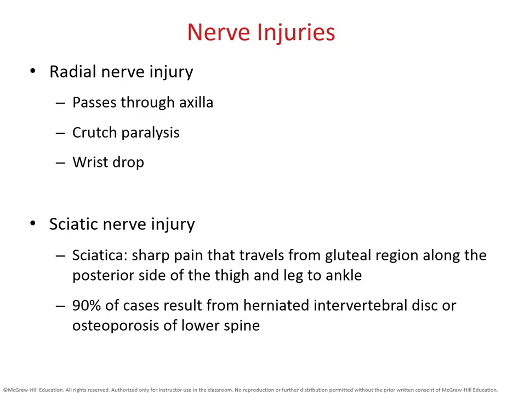Also incredibly common is sciatic nerve damage. So sciatica is very common. It usually stems from a herniated disc. One of the discs between the vertebra can be herniated, or osteoporosis can cause compression of the vertebra. And this can cause pressure on the sciatic nerve, causing sharp pain in the hip all the way down to the thigh, the lower leg, and the ankle sometimes.